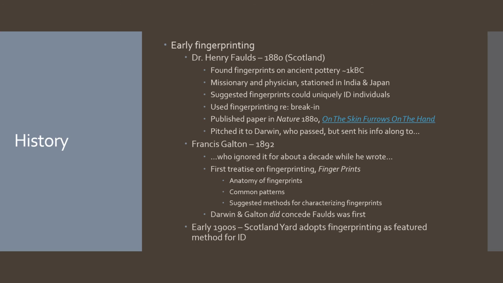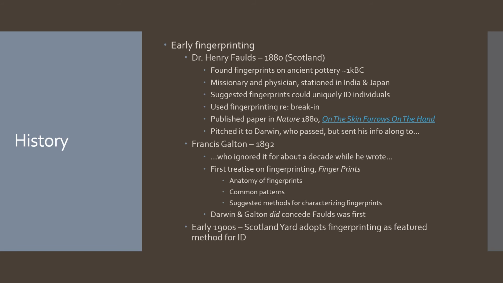He was later able to successfully use this hypothesis and data he had gathered to support his hypothesis to exonerate somebody who was accused of a break-in and to actually prosecute the appropriate person in an accusation of a break-in at the hospital that he was working at. He published a paper about it in Nature, which is like the whoa, holy cow, esteemed paper for scientific stuff, then and now, in 1880, called On the Skin Furrows on the Hand, which you can read for free.